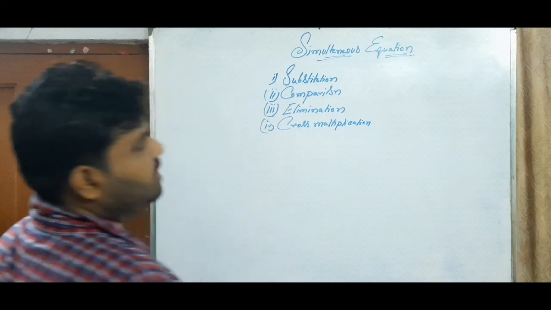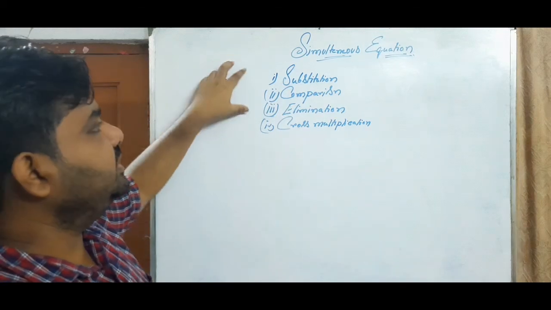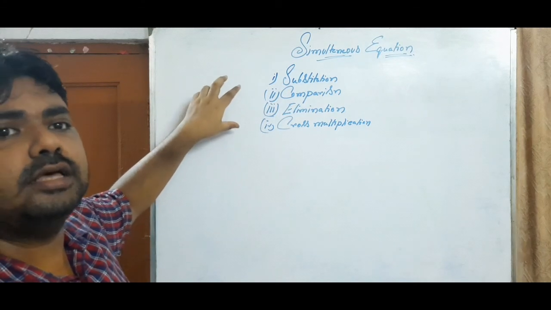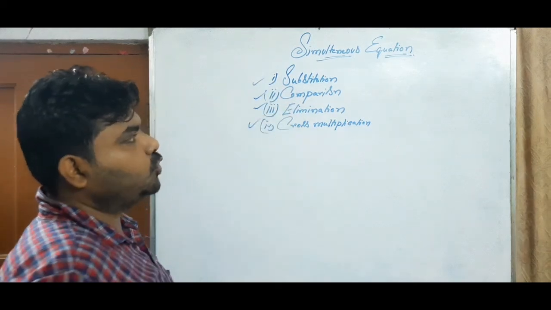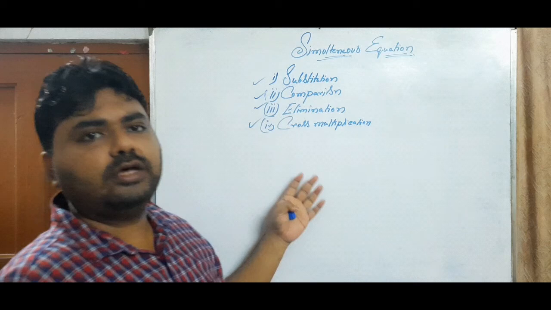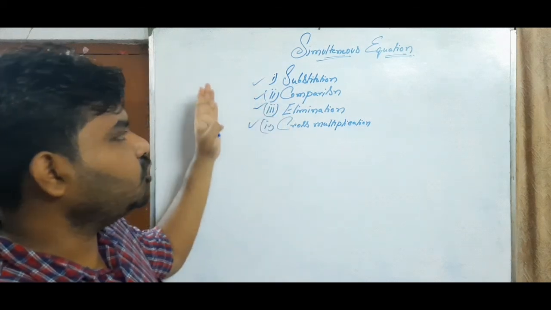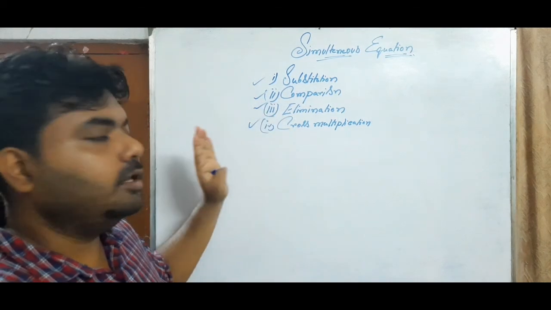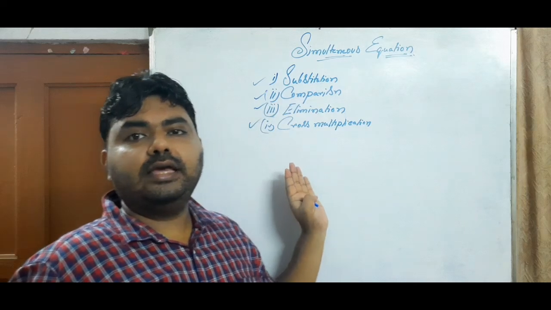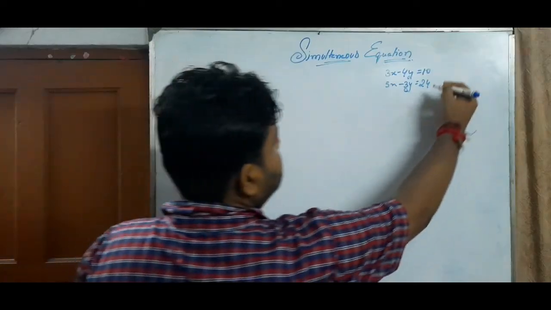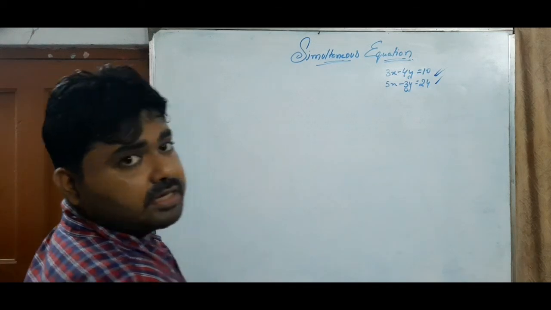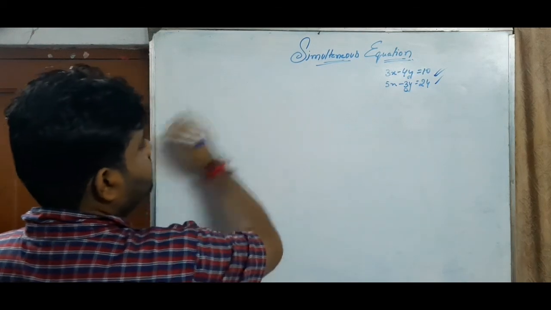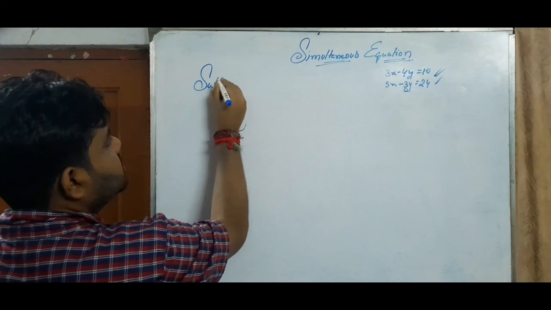We can solve the simultaneous equation with the help of these four different methods. We will show an example to solve the simultaneous equation with each of the four methods. Okay, now for example, this is the equation. We will solve this equation by the method of substitution. What is substitution? Method of substitution.